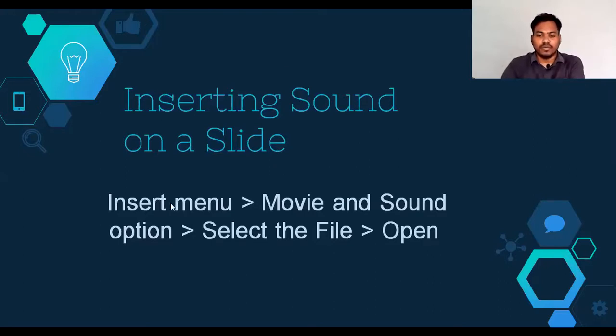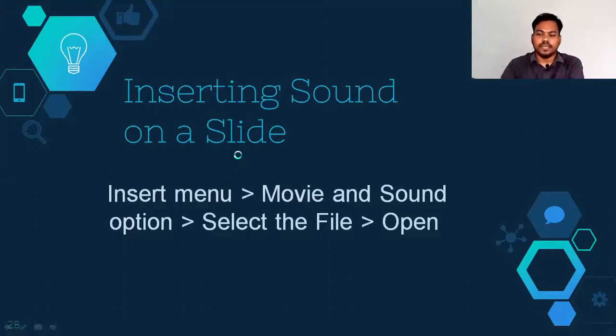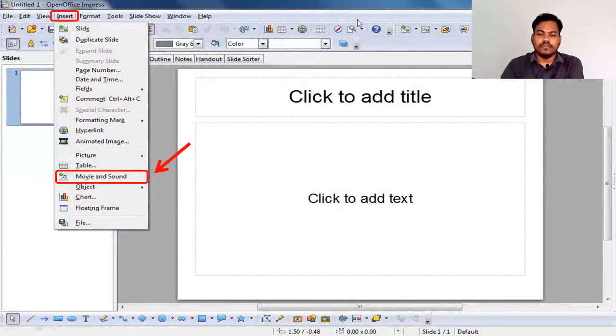So movies and sound, Insert menu. For this, to insert sound, you have to first click on the insert menu, and there go to the movie and sound option. Then select the file. So see, you first click on the insert menu, and under insert we have already seen a number of options, page number, date and time, and all this kind of features.